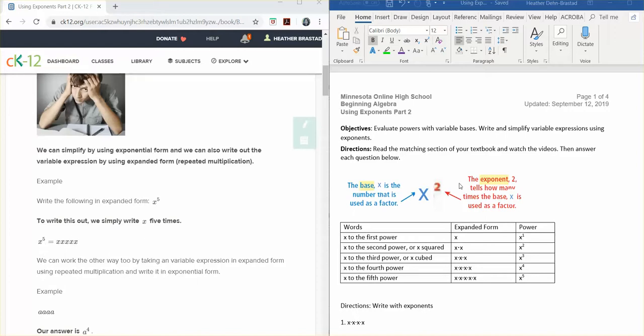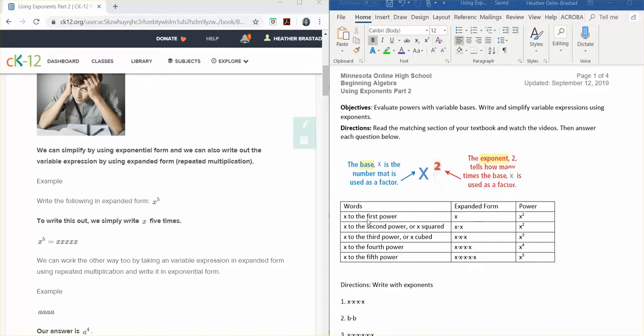So over here on your worksheet, I have a box that explains that x is the base, and in this case 2 is the exponent. So the 2, the exponent, tells us how many times to repeatedly multiply the base, how many times the base will be used as a factor.